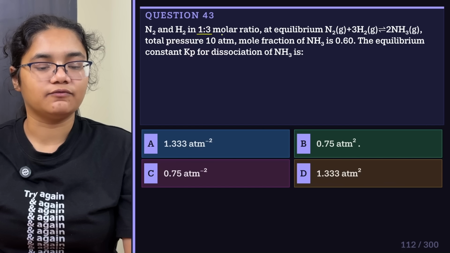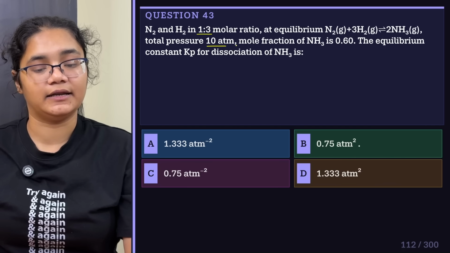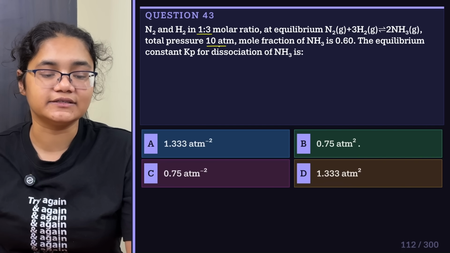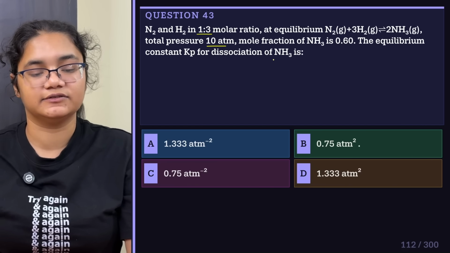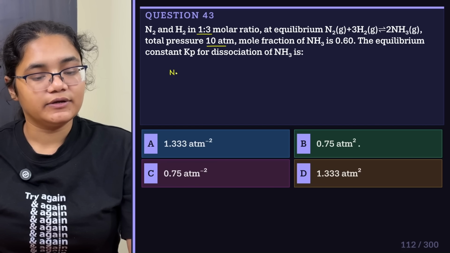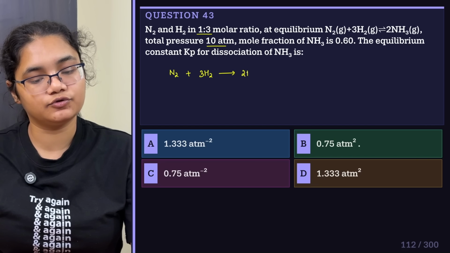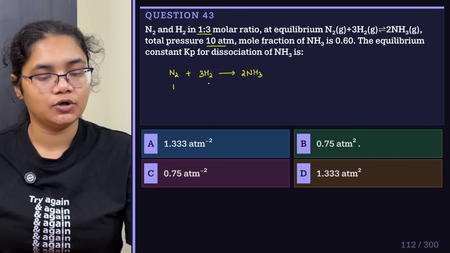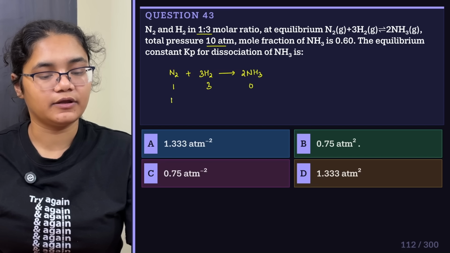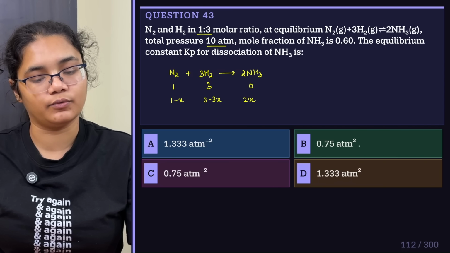Next, N2 and H2 in 1:3 molar ratio at equilibrium. The total pressure is 10 atm. Mole fraction of NH3 is 0.6. The equilibrium constant Kp for the reaction is, okay. Now see, N2 plus 3H2 gives 2NH3. Now let this be 1, 3, this is 0. Now here it will be 1 minus x, this will be 3 minus 3x, and this one will be 2x.